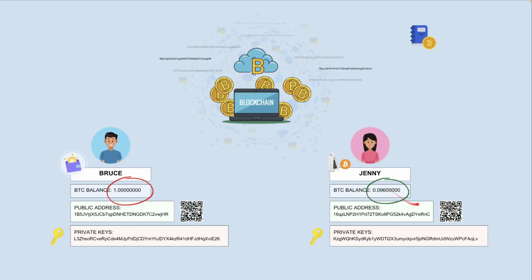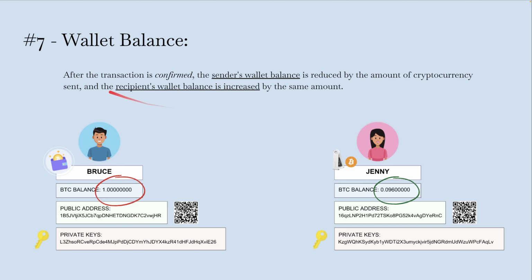There's no middleman. So now Bruce, again, going broke. He's only got 1 Bitcoin left, and these numbers are not accurate, they may not be accurate to today's date anyways. So Jenny now has a little bit of Bitcoin. Jenny's happy. After a transaction is confirmed, the sender's wallet balance is reduced by the amount of crypto. So we just went over that.